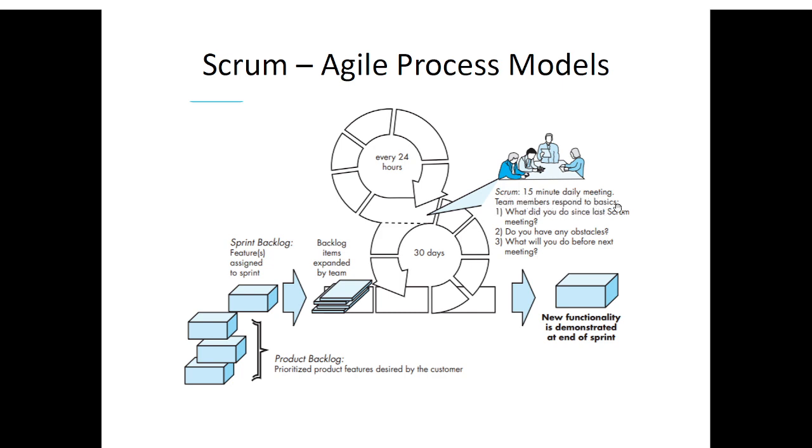So Scrum has a 15 minute daily meeting. The team members respond to basic questions like: what did you do since the last Scrum meeting? This was the first meeting, so this question doesn't come up. But when the second meeting comes, on the second day, you need to tell us that we did this development, this requirement gathering task, this modeling task, this construction task, this testing task. Do you have any obstacles? If there is an obstacle, you have to remove it at the same moment, as soon as possible, because this timeline is forcing you to do that. What will you do before the next meeting? You should know that these are my targets for the next day.